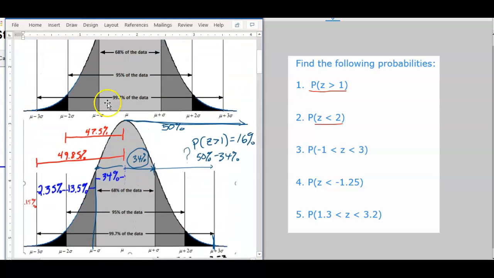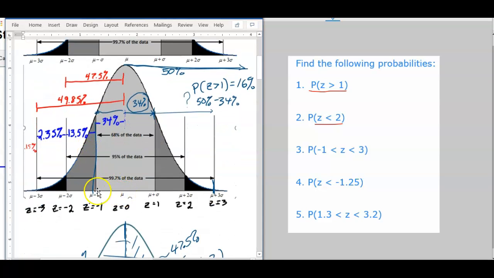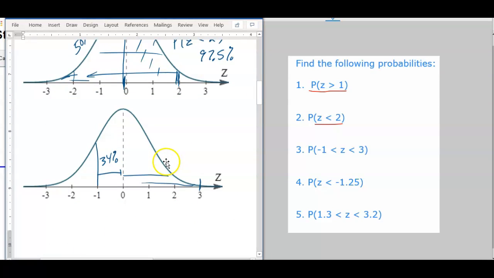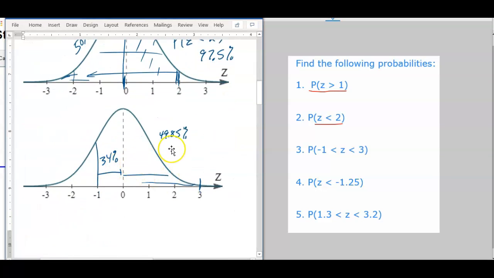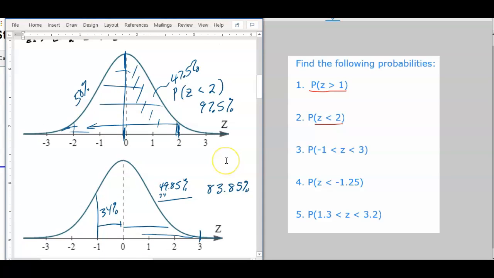And what would that be? If you go back up to the top, that's 49.85% from 0 to 3 standard deviations to the left or the right. Remember, this is symmetric. So this is 49.85%. We'll check that, right? 49.85. And so we just add the 34 and 49.85. That would be 34 plus 49.85, and that's going to be about 84%. So that is problem 3. The probability that the z-score is between -1 and +3.